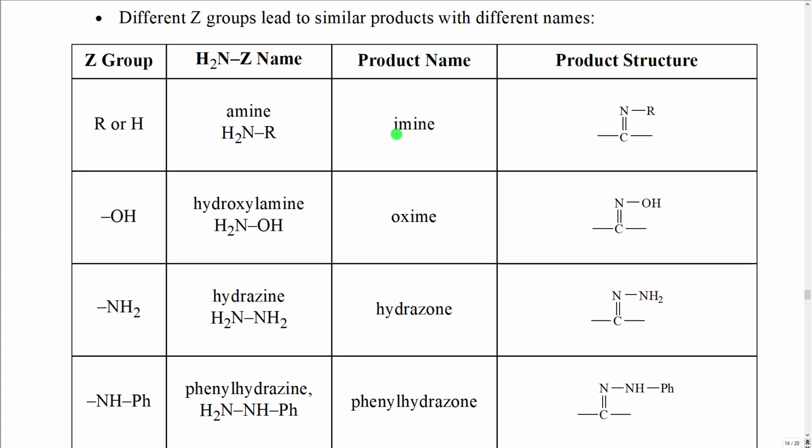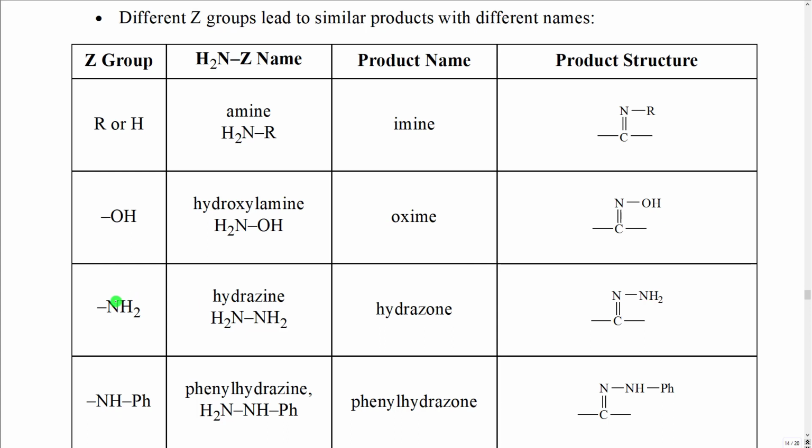The product is called an imine. Notice how the A becomes an I when it becomes two bonds. And we get this, C double bond N carbon group. Turns out the Z group could also be a hydroxyl group. This is called hydroxylamine, and the product is called an oxime.